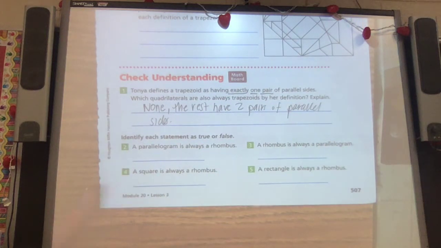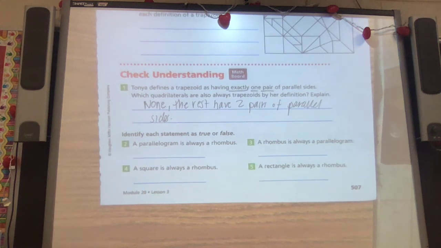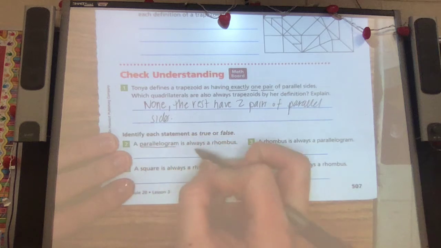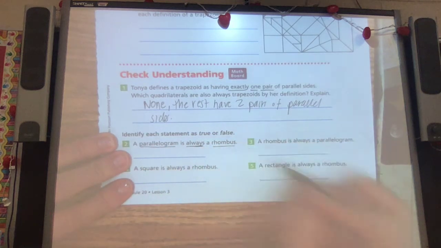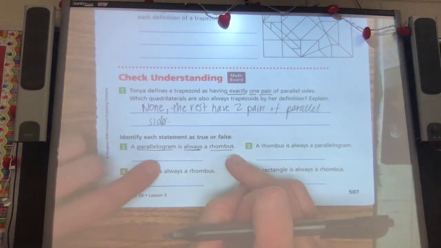Identify each statement as true or false. This is the type of thing we're going to see when we do take tests, so we need to be careful that we don't let these words mess us up. It says, a parallelogram is always a rhombus. Think about what a rhombus is first. Okay, is a parallelogram a rhombus?